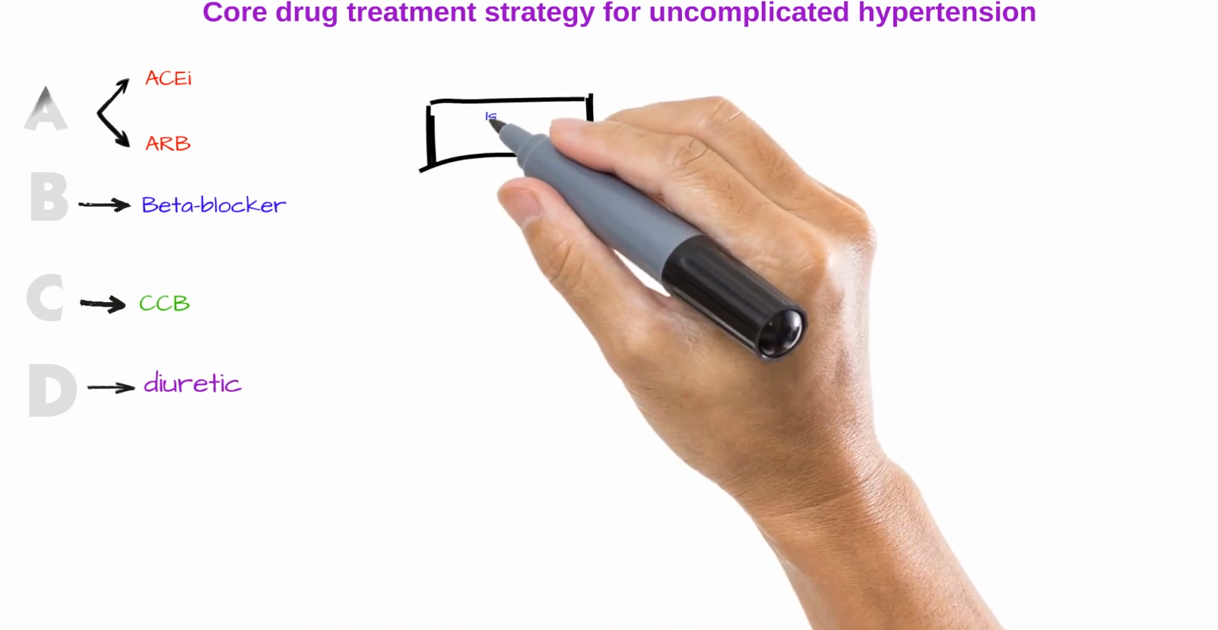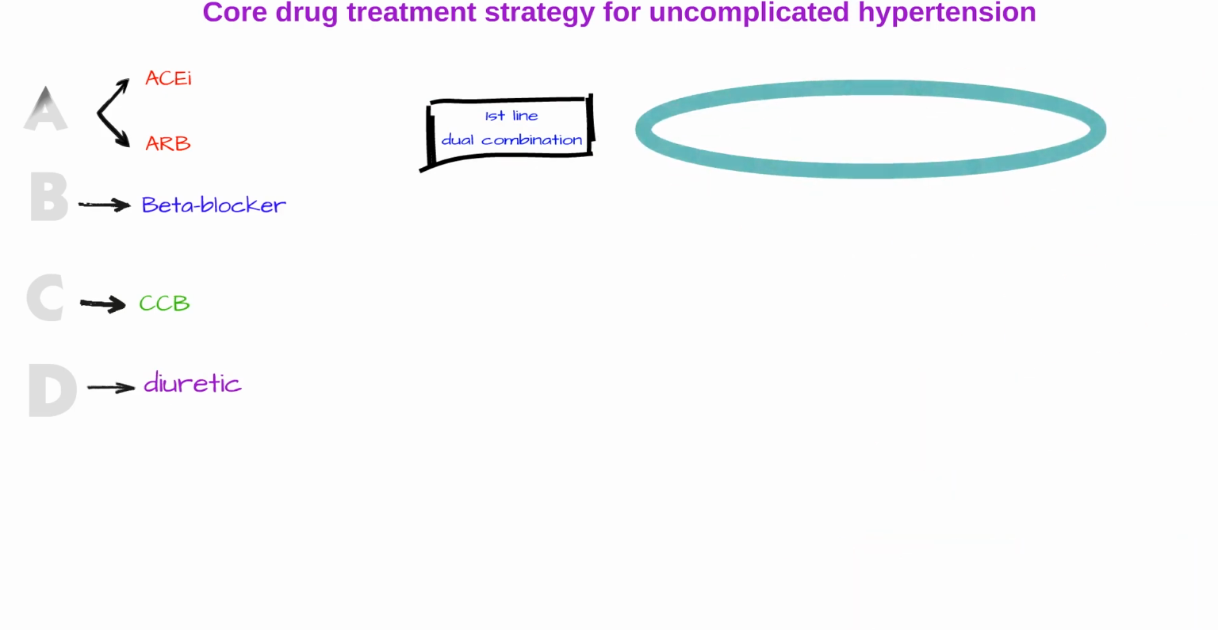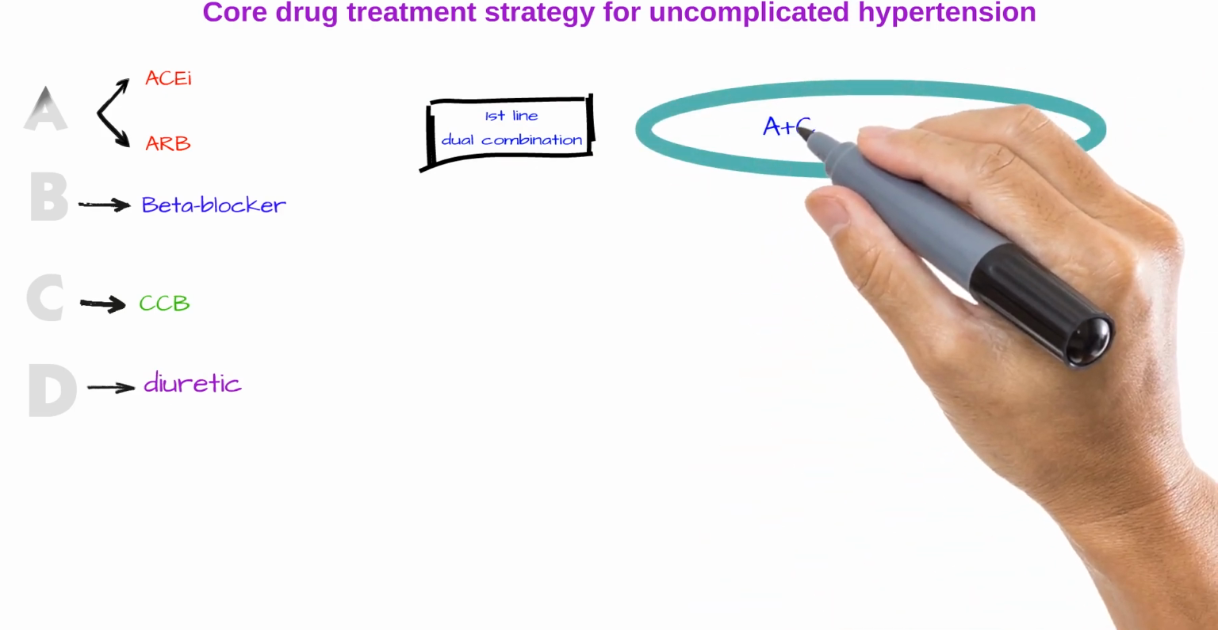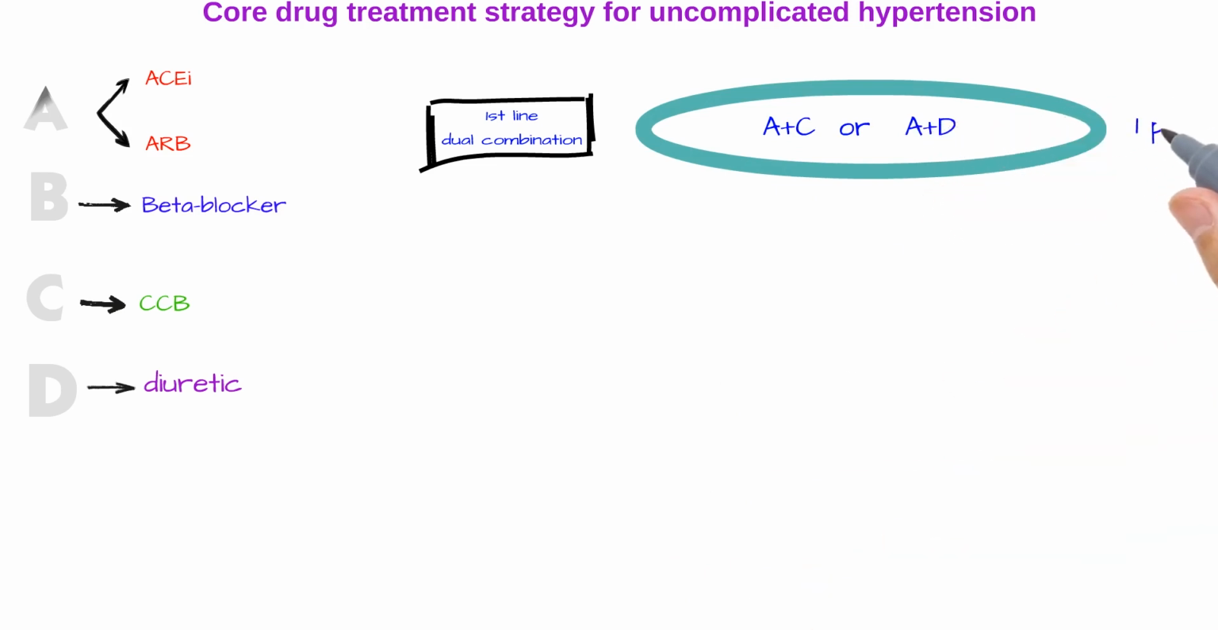First line is dual therapy. A plus C or A plus D. In the beginning, we use ACE inhibitors or ARB plus CCB. The second choice is ACE inhibitors plus diuretics in one pill. Consider monotherapy in low risk grade 1 hypertension, and in old people we use ACE inhibitors or sartans.